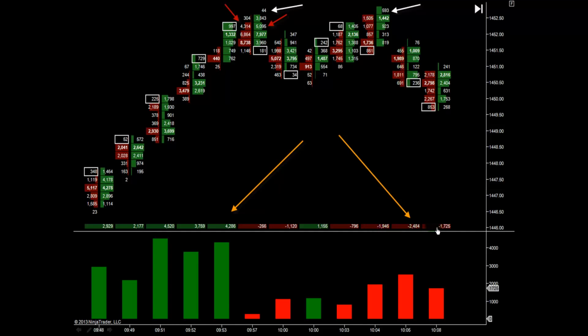So there's a couple of places you could have hit into the market here. An aggressive trade would be to fade the absorption first time to the high.